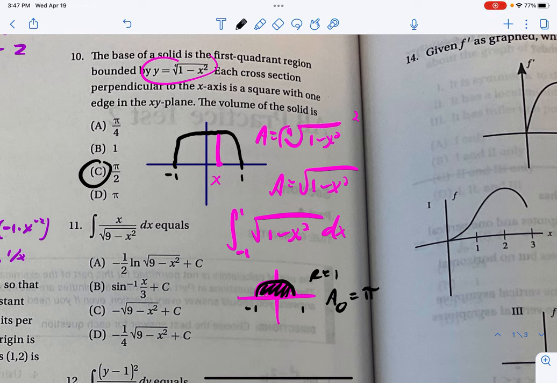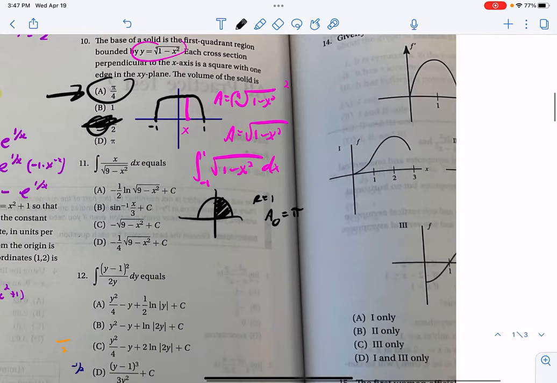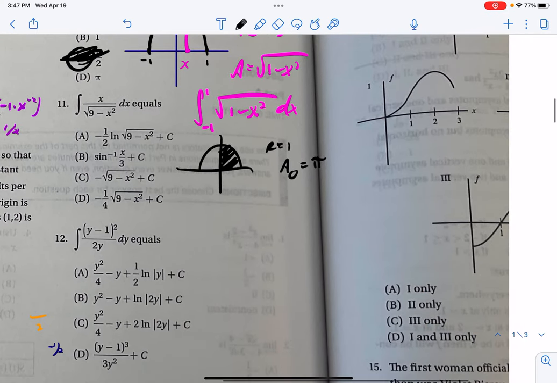But yikes, it says first quadrant. So we don't want to go from negative 1 to 1, we just want to go from 0 to 1. Sorry about that. We want that, so we want 1/4 of the circle.